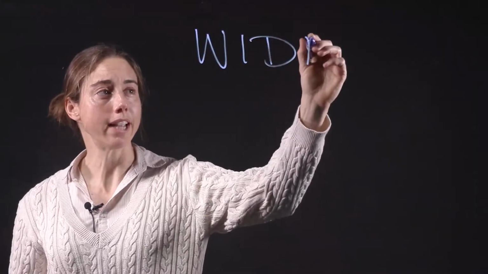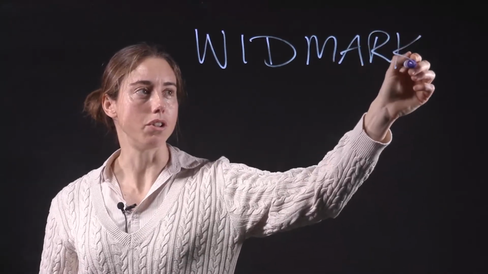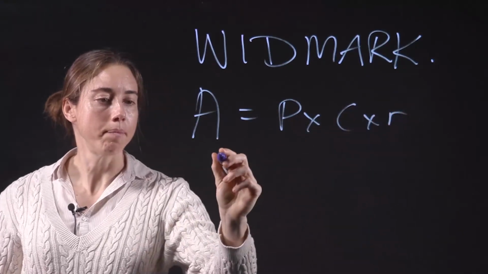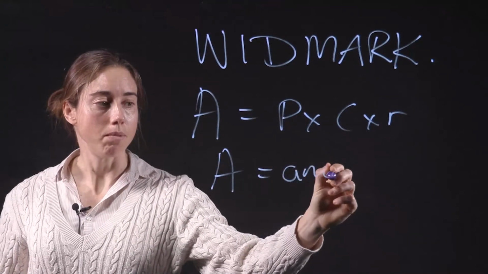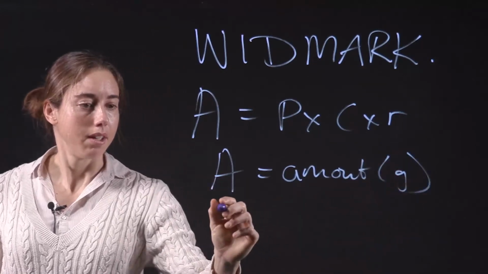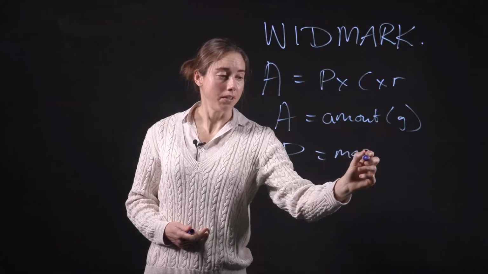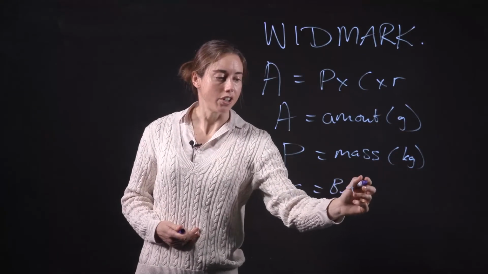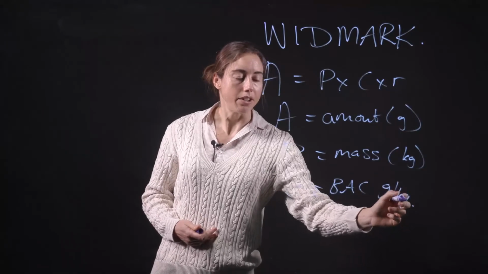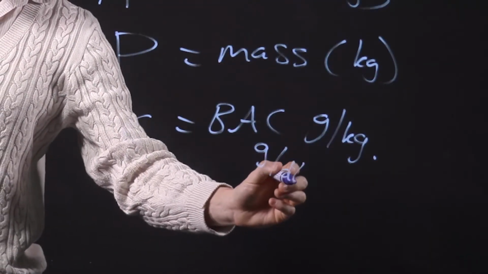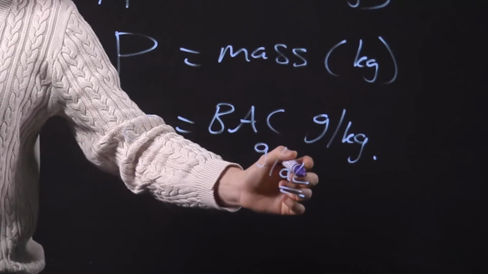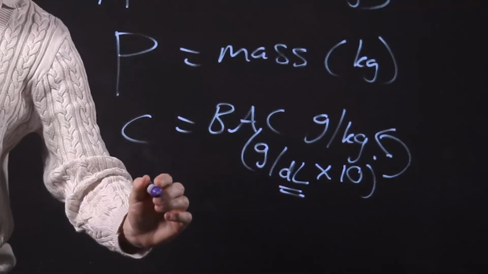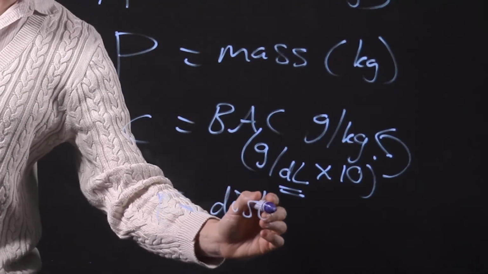The Widmark formula can be used to calculate the amount of alcohol consumed. The Widmark formula is A equals P times C times R. A is the amount of alcohol consumed in grams. P is the mass of the person in kilograms. C is the blood alcohol concentration in grams per kilogram. And note that the laboratory reports this in grams per deciliter, a deciliter being a tenth of a liter, so that value must be multiplied by 10 to get grams per kilogram, and R, the distribution factor that we've just dealt with.